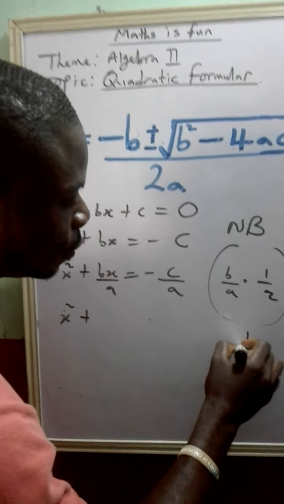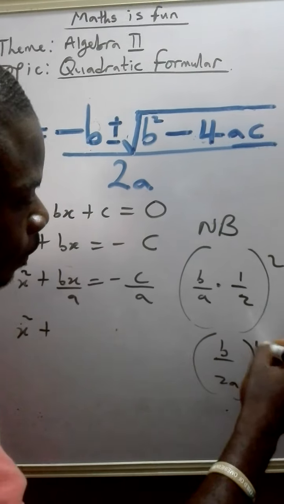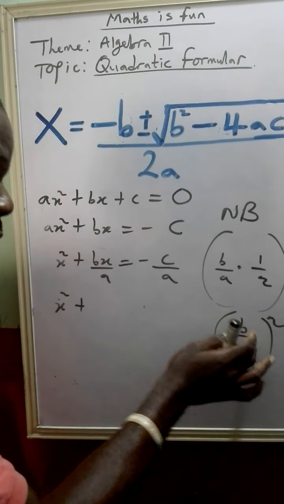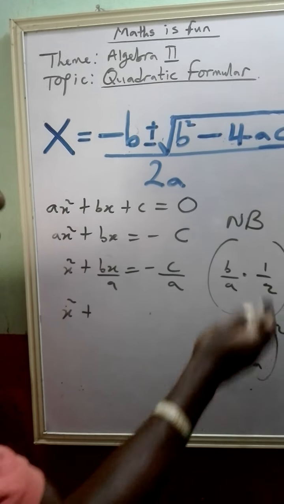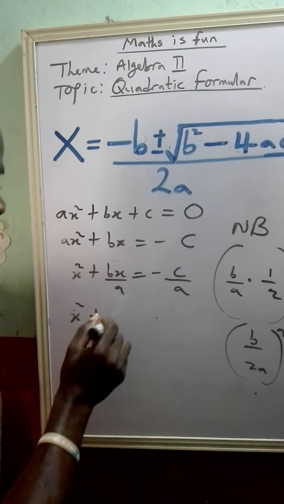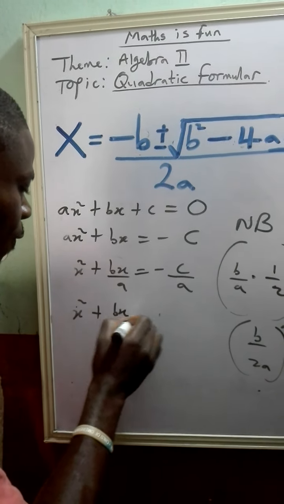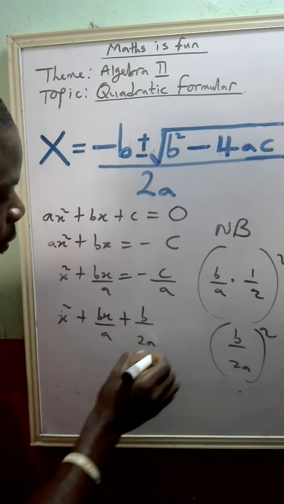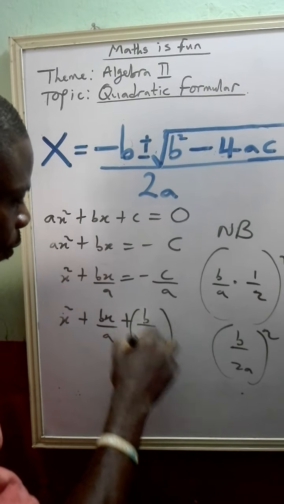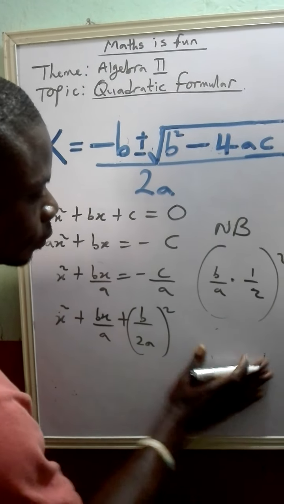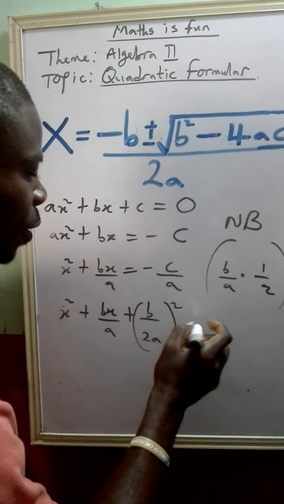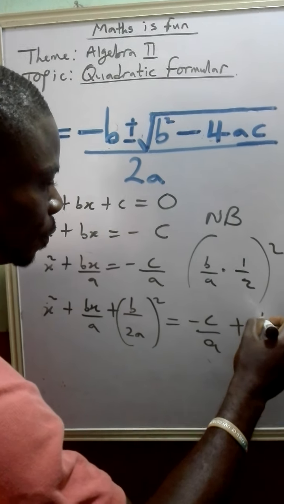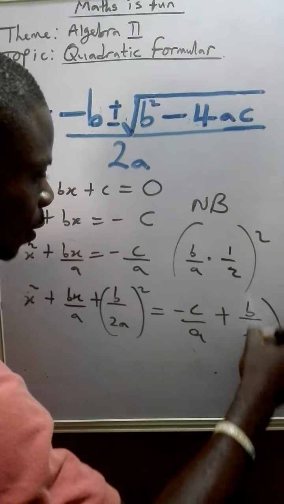So you now have b over 2a squared. Do you see that now? You add this to this expression, and you add this to this expression. So you now have x squared plus bx over a plus b over 2a squared equals minus c over a plus b over 2a squared.